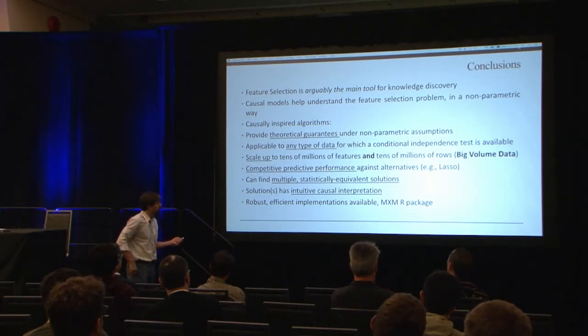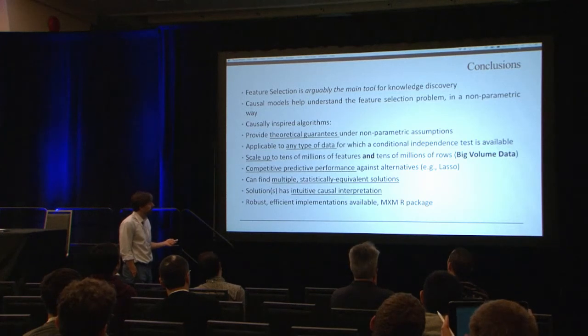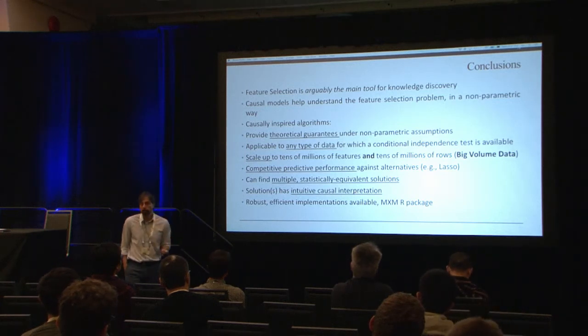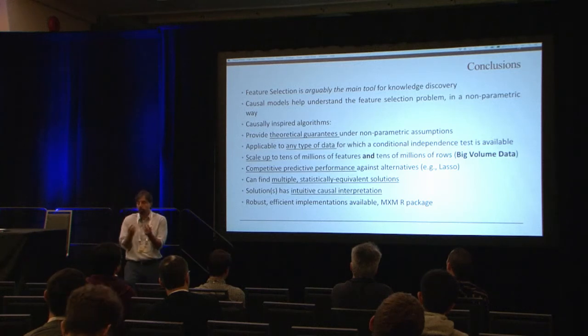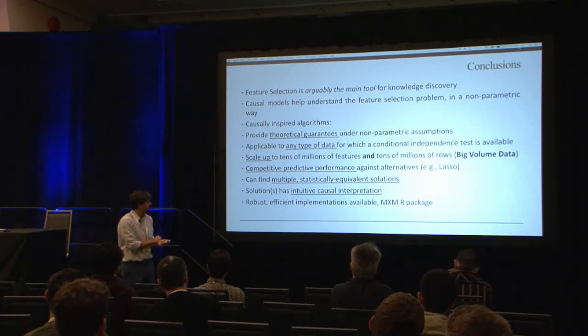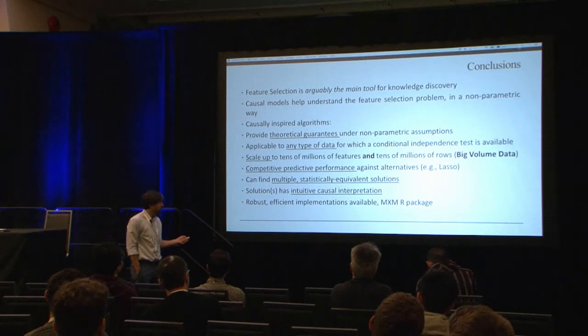Now, as I said, we're working on extending them to finding multiple solutions. The solutions have an intuitive causal interpretation. So for the simplest case of Bayesian networks, the solution is the parents of what you're trying to predict, the children, and the spouses. And if you want implementations, you can download the R package.